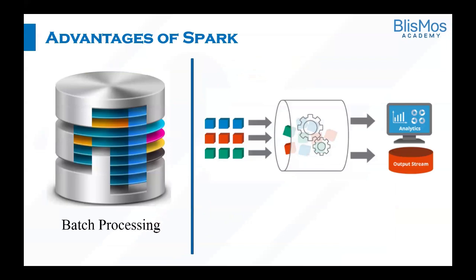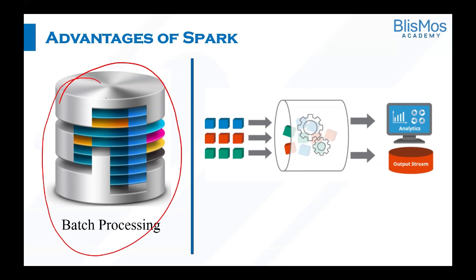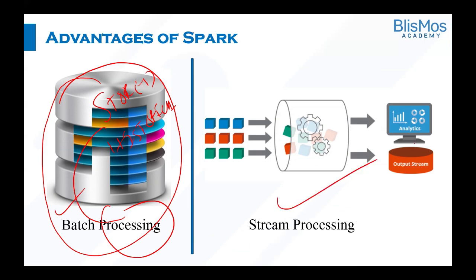Then, as Anna or Vineet, one of them said, Spark can take care of batch processing also. When I say batch processing, the data is already stored, in a way, historical data. It can process the historical data. It can do the batch processing. It supports stream processing also, meaning as and when the data is arriving, Spark will be able to process it and send it to the applications or a visualization layer.